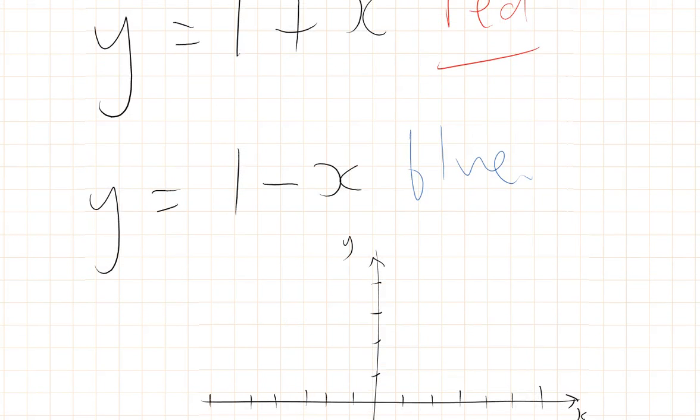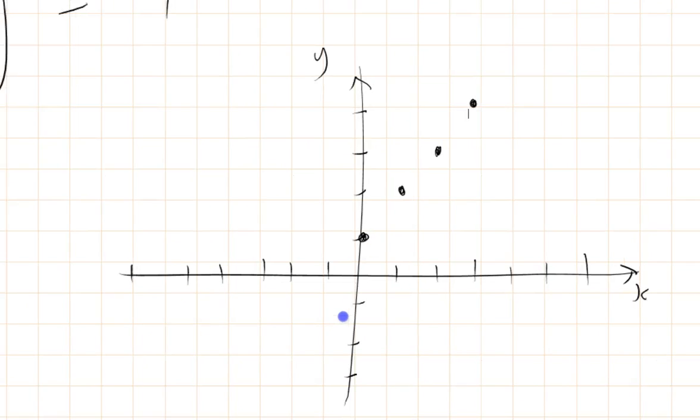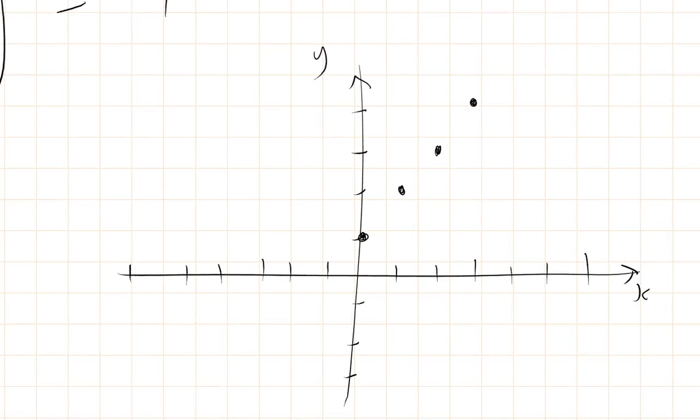Right, let's do the red one. 1 plus x. Well, we've done that before. That's got points here, there, there, because it goes down to there and along to there, and so forth. And I'll join those up in red lines. Let's just zoom in there. And that is y equals 1 plus x.